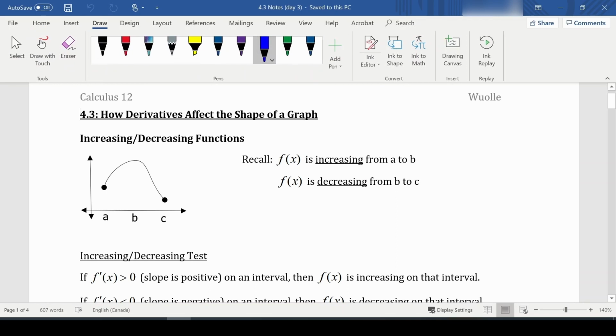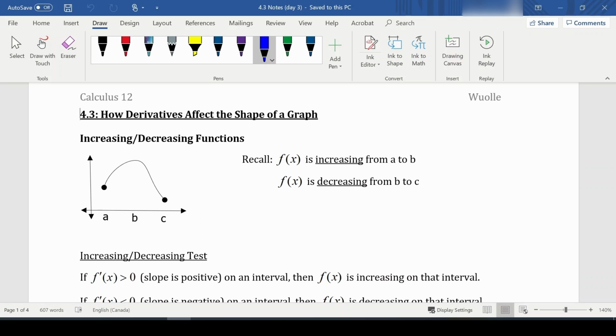Hello and welcome to lesson 4.3, how derivatives affect the shape of a graph. We're going to be looking today at how you can use a derivative to tell what an original function is doing in a graph. Is it increasing, decreasing, where's a maximum, minimum occurring, and to look at concavity.